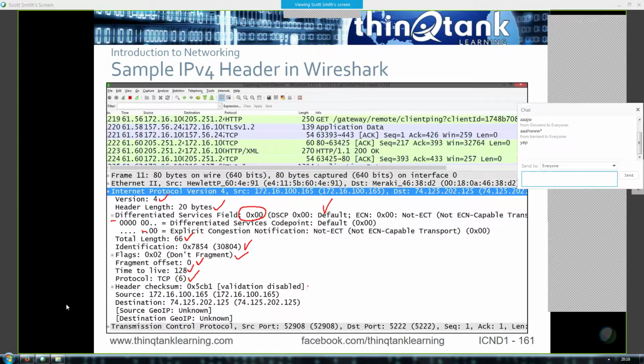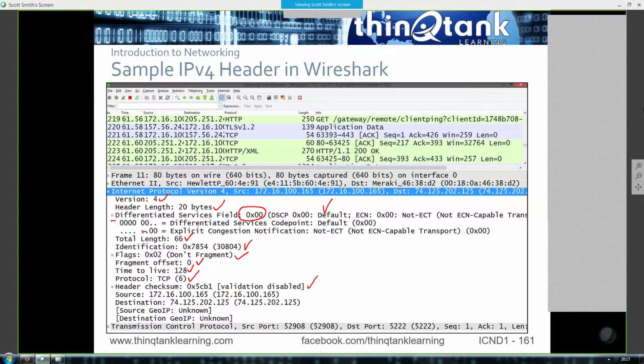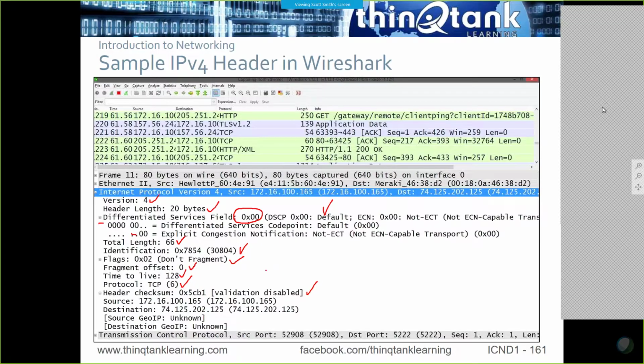Okay. That's the checksum, but checksum validation is disabled, meaning that the routers along the path don't actually have to verify the checksum. This is the number that we came up with. Of course, that is a 16-bit number. The source IP is 165. The destination IP is 125.